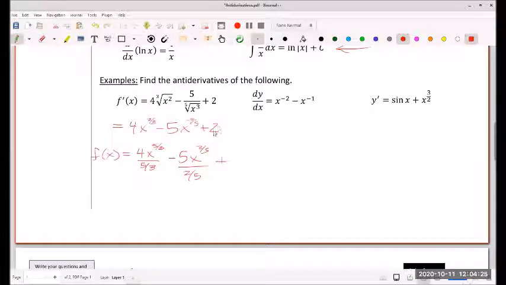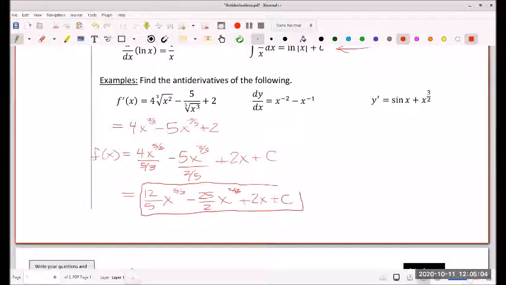And over here, we have 2, a constant. Well, the antiderivative of a constant is just x, so 2x. And then we have our plus c, right? So now we can clean this up by flipping all these denominators around and up into the numerator. So this gives us 12/5 x to the 5/3, this becomes 25 over 2 x to the 2/5, plus 2x plus c, and that's our antiderivative of f prime of x here on this first problem.